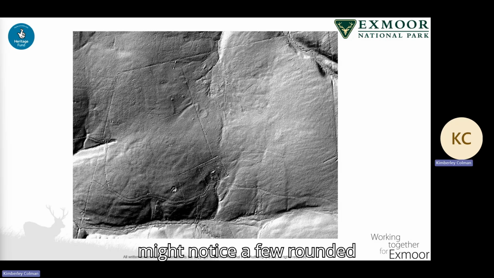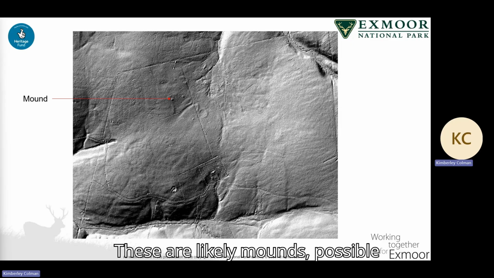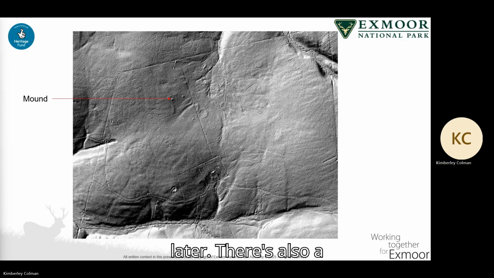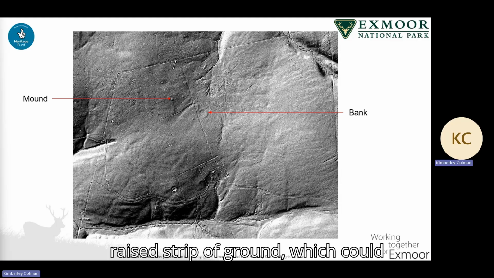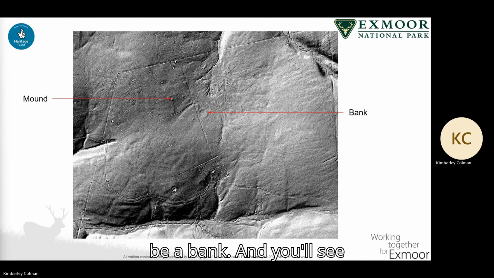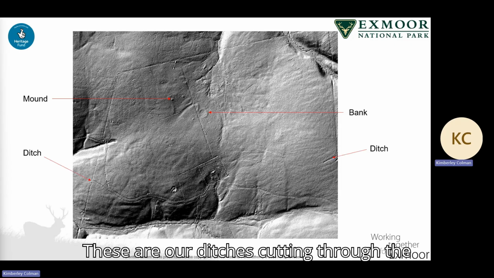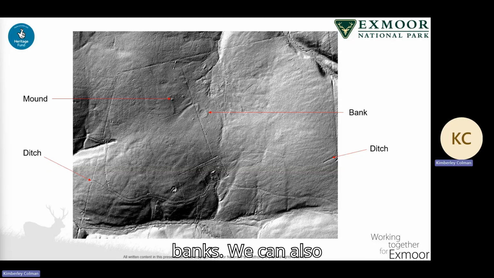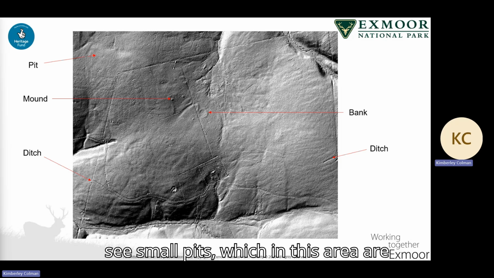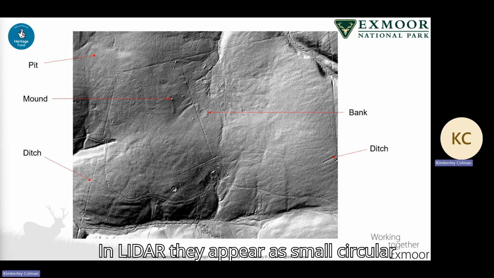You might notice a few rounded raised piles of earth. These are likely mounds, possible burial or marker features or something later. There's also a raised strip of ground, which could be a bank. And you'll see lots of long, narrow depressions. These are our ditches cutting through the terrain and often running alongside banks. We can also see small pits, which in this area are likely to be World War II shell craters. In Lidar, they appear as small circular depressions, often clustered together.